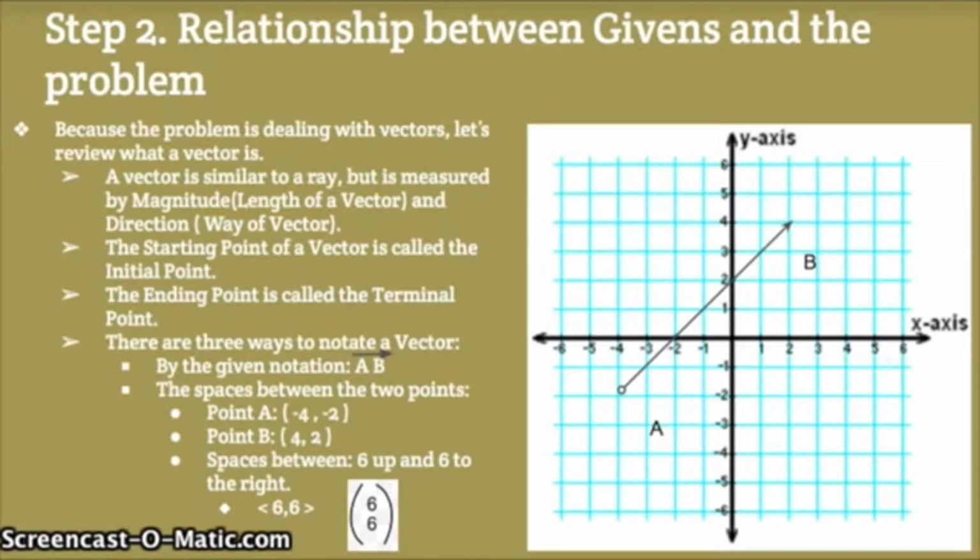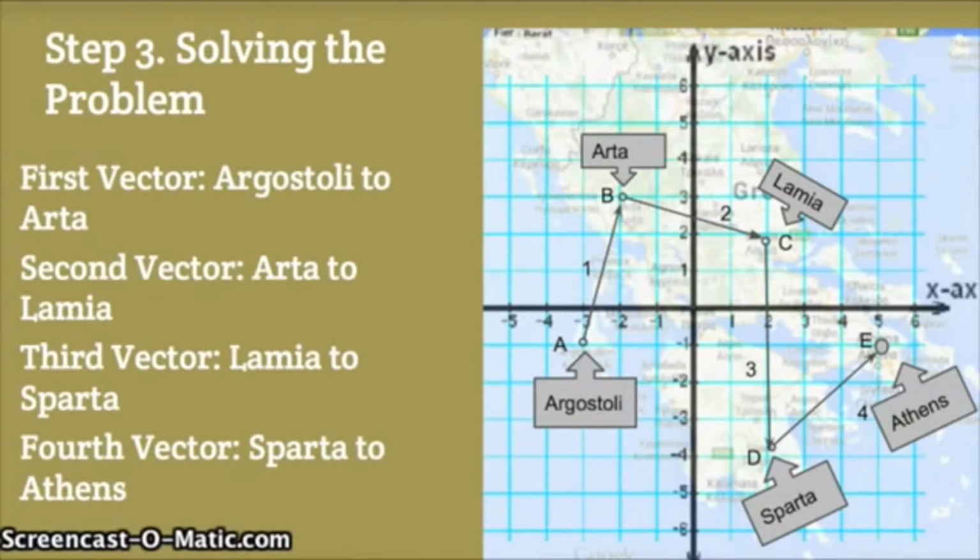There are 3 ways to notate a vector: by the given notation, which is vector AB, or by counting the spaces between the 2 points. For example, point A is -4, -2, and point B is 4, 2. The spaces between them are 6 up and 6 to the right. To notate them, we would add chevrons 6, 6, or simply add parentheses and put both numbers on the top and on the bottom.